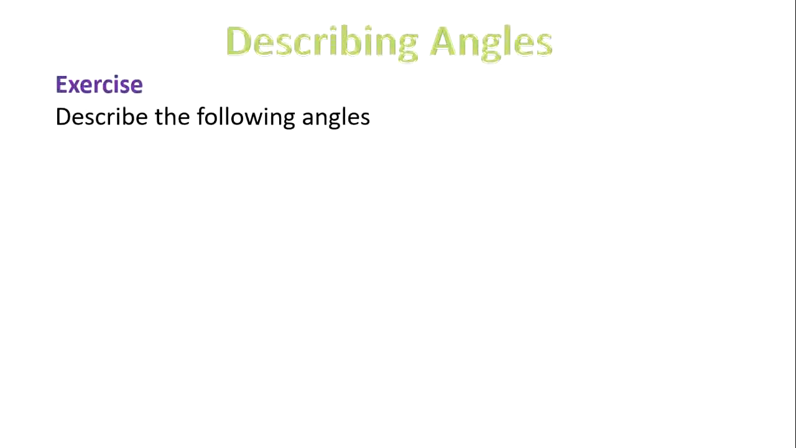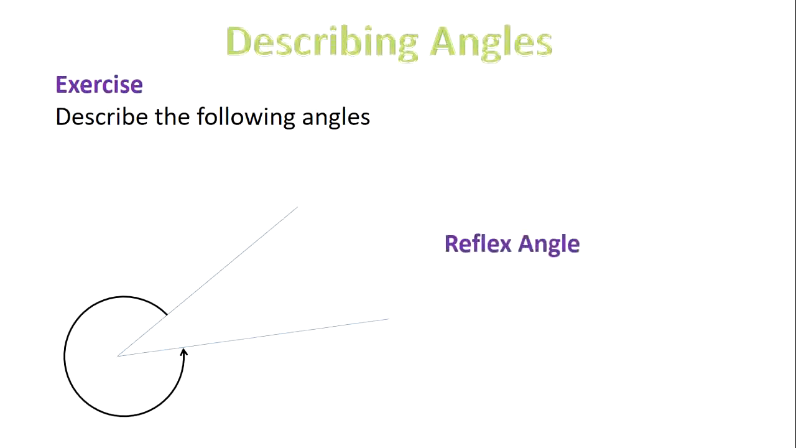Let's look at an exercise. Describe the following angles. Here's my first one. Hopefully you can see it's greater than 90 but less than 180, and so that is an obtuse angle. Let's look at another one. Here we have an angle. Can you see that it's bigger than 180 but less than 360? And so therefore it's a reflex angle.